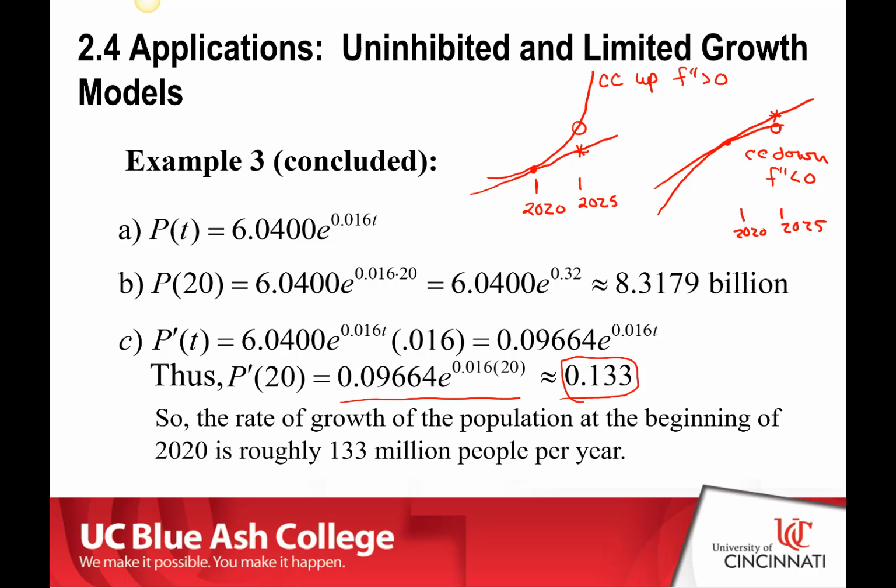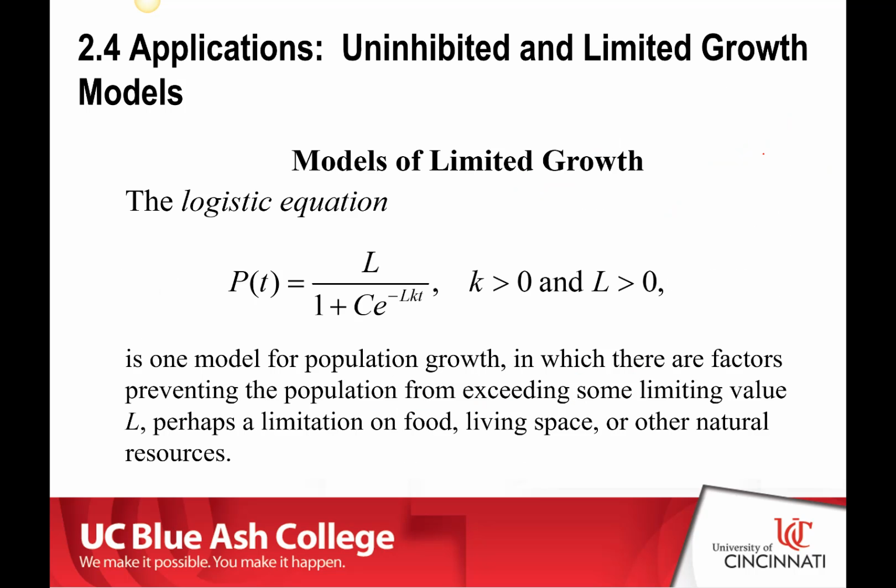Okay, the other type is a limited growth model. These are more realistic. These are more like what you're going to have for the sale of whatever it might be. These are going to be the population of deer in Blue Ash, the number of catfish in our pond, whatever it might be. The number on top, L, is the limit. This is the maximum you can achieve.